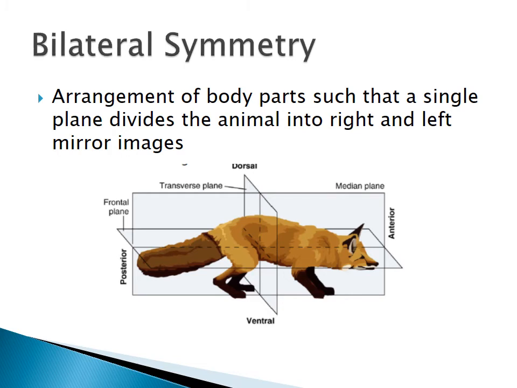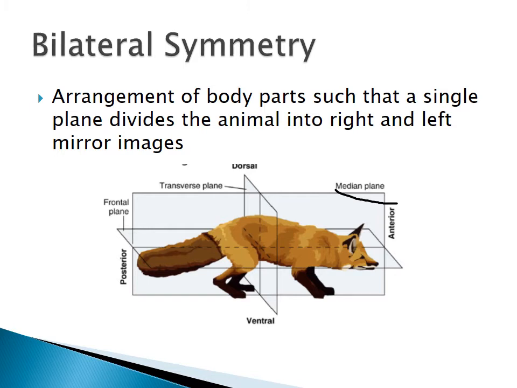Finally, we get to bilateral symmetry, and this is the arrangement of body parts such that there's a single plane that divides the animal into left and right mirror images. So my left eye and my right eye are the same size. My left ear and right ear are placed on the same spot on my skull, just on different sides of it. And so if we use this median plane here, that's going to divide our body into left and right sides, and that's going to be a mirror image. And typically bilateral symmetry is indicative of the most evolved organisms.